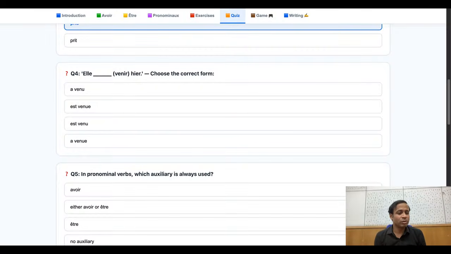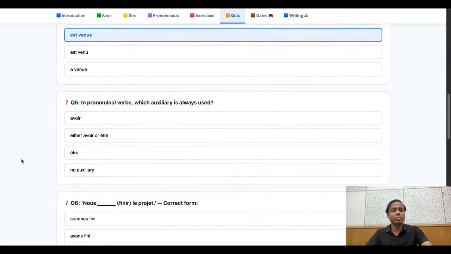No, still no. Venue with extra E. Yes, with extra E. La venue, because la is feminine, na? And venir is in the list of 17 verbs. This is taking être, then you have to add extra E with the feminine. La venue.